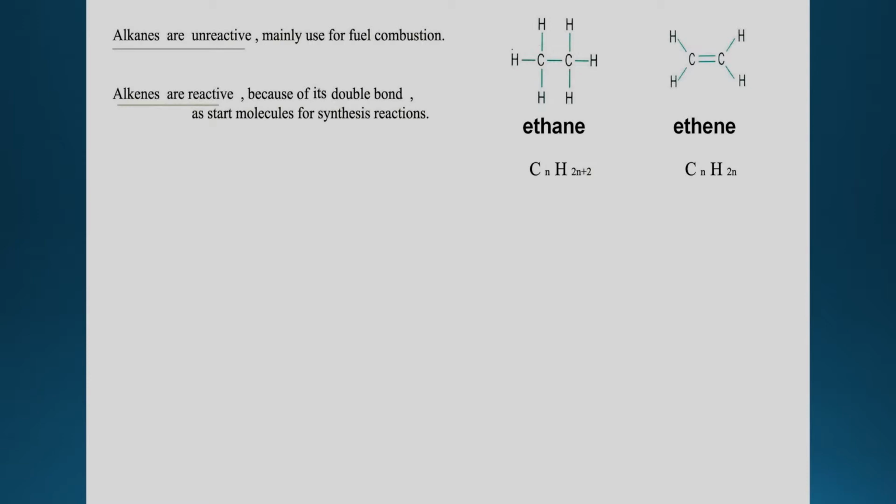Alkane is unreactive. They are mainly used for fuel. Alkenes are reactive because of the double bond. Now let's look in more detail. Alkane is unreactive, and this is a single bond, so they mainly use it only as a fuel for burning. Alkenes are reactive because of the double bond, so they can use it as a starting material for many synthesis reactions as follows.